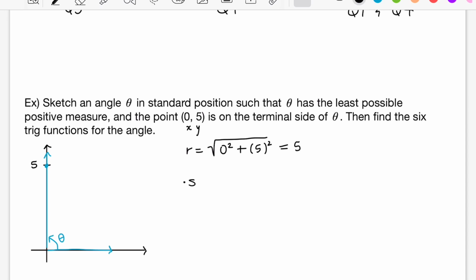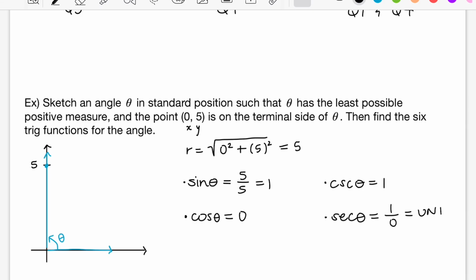Now evaluating our 6 trig functions here. For sine theta, we're going to have y over r, which is going to be 5 over 5, which is 1. This tells us that then cosecant theta is also going to be 1. Cosine theta is going to be x over r. Well, x is equal to 0, so cosine theta is just going to be equal to 0. And then since secant theta is going to be the reciprocal of cosine theta, this would be 1 over 0, which is going to be undefined.